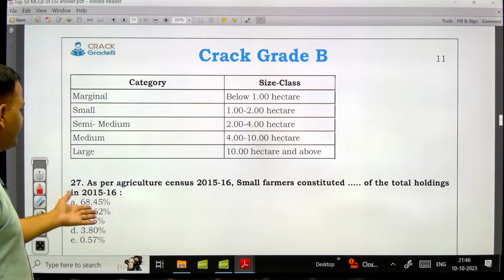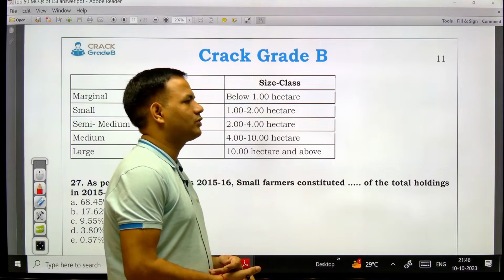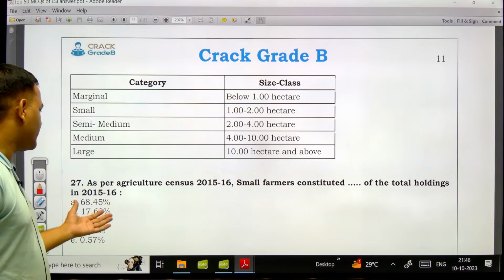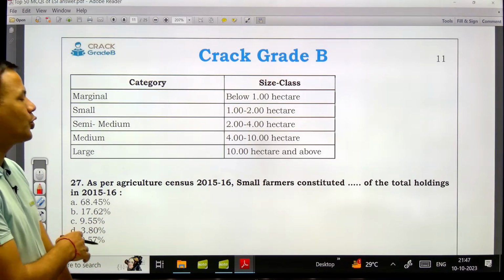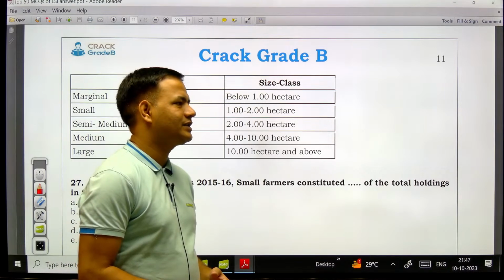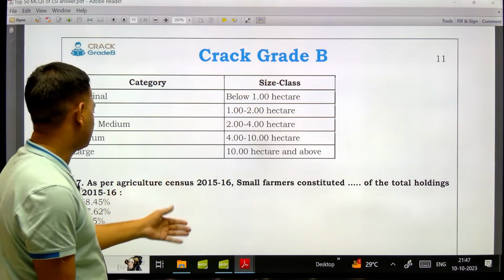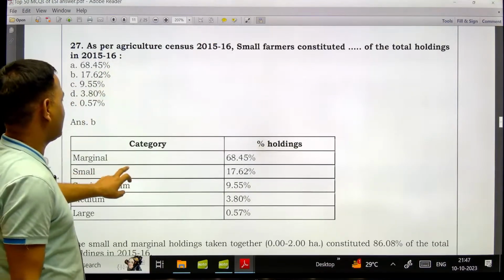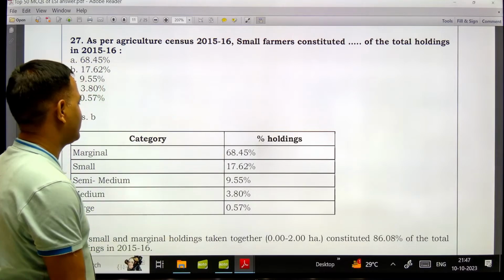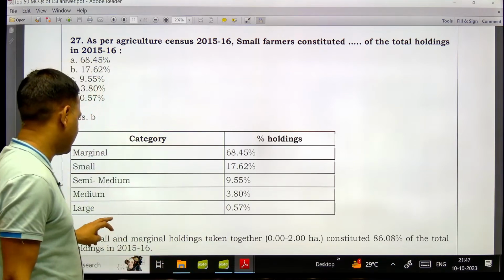As per the Agriculture Census 2015-16, small farmers constituted what percent of the total holdings? In 2015-16, what is the holding of small farmers in the total? Marginal is the highest, and it is 17.62 for the small farmers. Yes, it is the right answer. Marginal farmers have the highest percentage holding, that is 68%, small 17%. So this can also be asked: what is the percentage holding for marginal farmers? That is 68.4%.